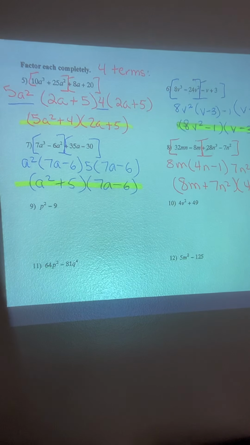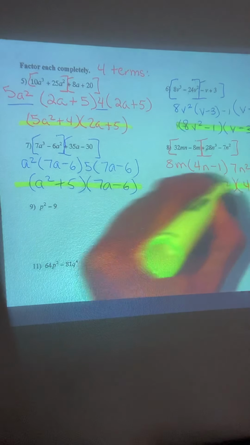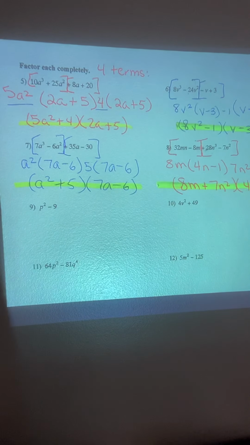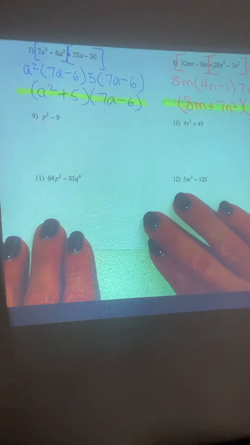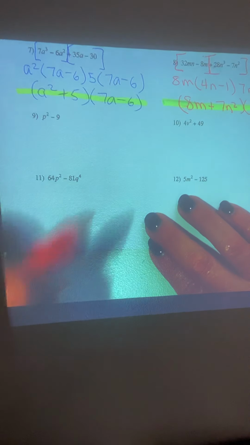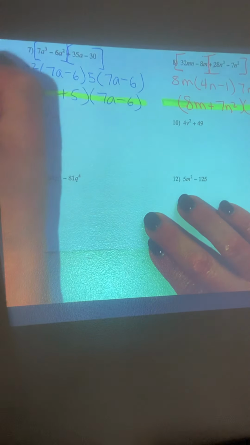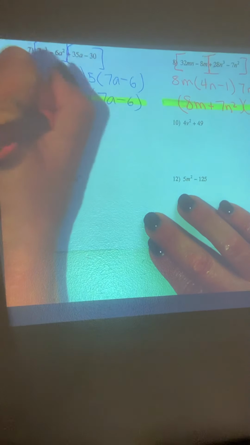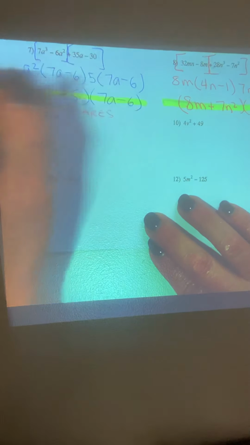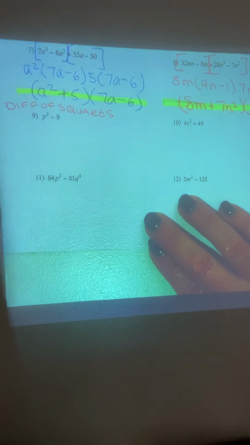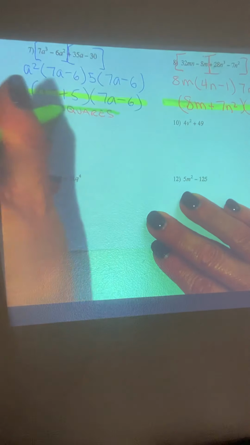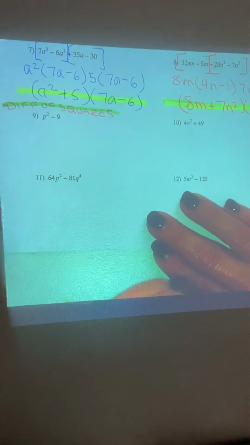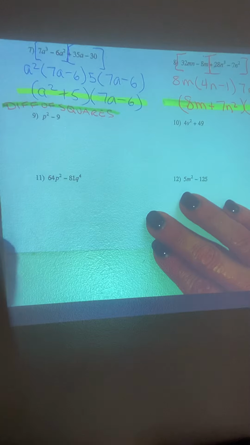Okay, those are your grouping problems. Our last four problems have to do with difference of squares. With these problems, they have two terms.